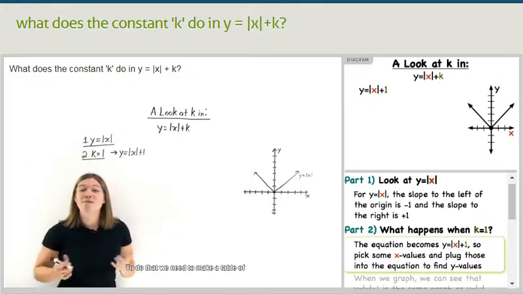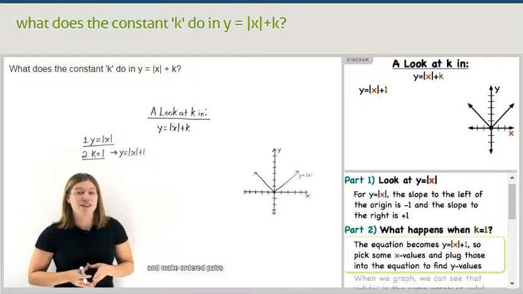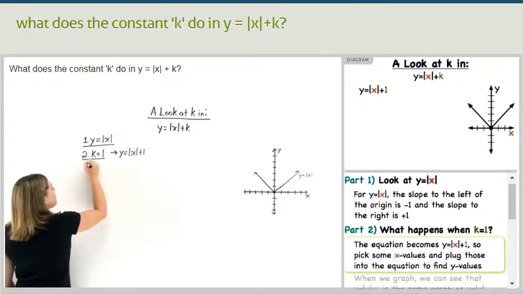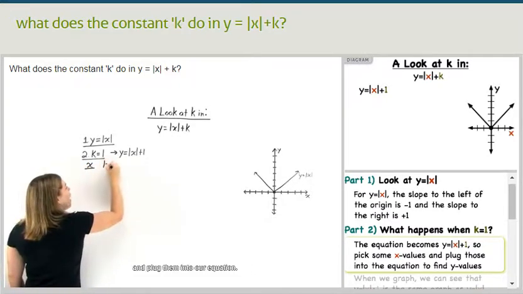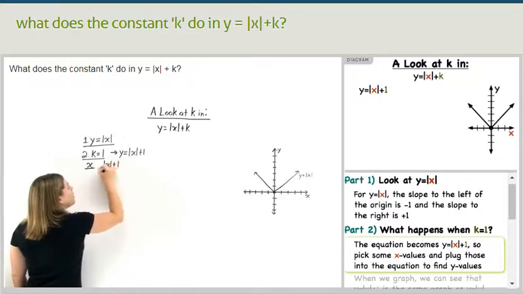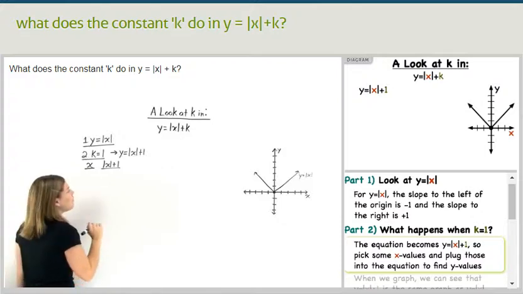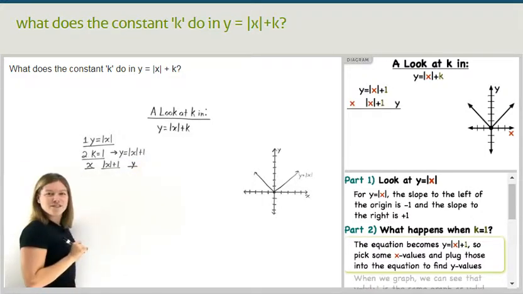To do that, we need to make a table of x and y values that we can put together and make ordered pairs that we can use to graph. So let's make a table. We'll have a column for chosen x values. Then we'll want to take those x values and plug them into our equation, so, plug them into the absolute value of x plus 1. Then we will simplify to get our y values.